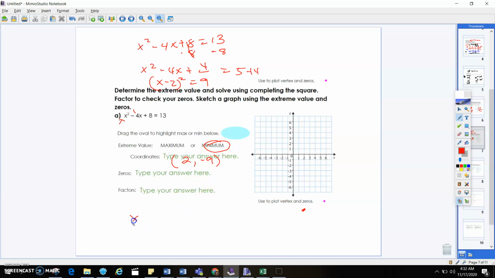So we're going to take what we got and solve. We take the square root of both sides, so this will be x minus 2 equals positive or negative 3. We're going to move 2 to the other side. So x equals 3 plus 2 is 5, and 3 minus 2 is 1. So x equals 5 and x equals 1.